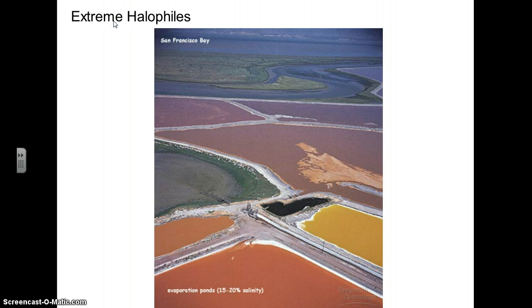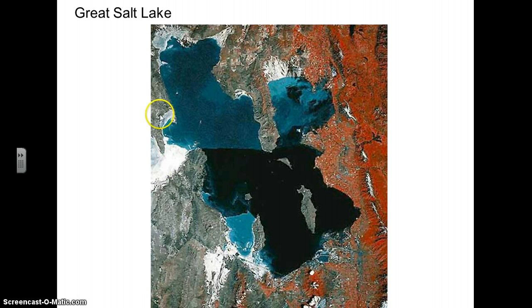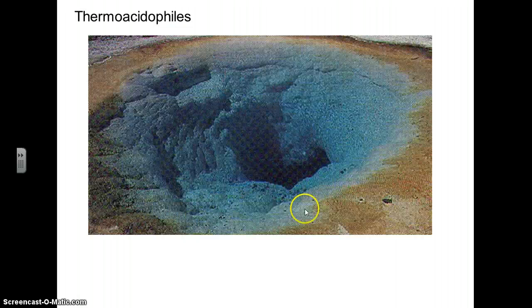Here we have these ponds where they have taken seawater and they're letting it evaporate to produce, what's the white stuff? Sea salt. And so the different colors you see in these ponds are different types of Archaebacteria that are thriving under those really salty conditions. A place like the Great Salt Lake out in Utah will have some of these organisms, as well as the Dead Sea. You have some that live in really hot conditions and also very acidic conditions, the thermoacidophiles.